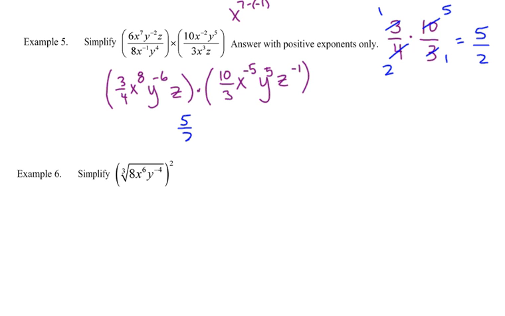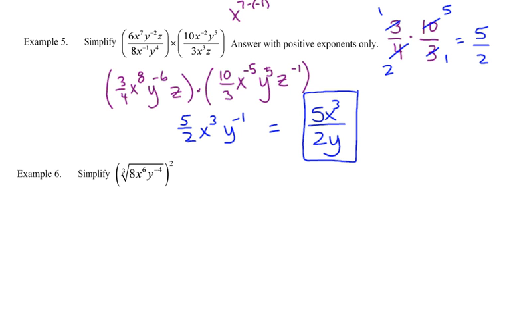What are we doing when we multiply same bases? Adding. 8 plus negative 5. Okay, negative 6 plus 5. Negative 1. And then 1 plus negative 1. 0. Do we have to write it? No. Okay, and we have to answer with positive exponents. So we'll put the 5 with the x and the 2 with the y. 5 was on the numerator, 2 was on the denominator.